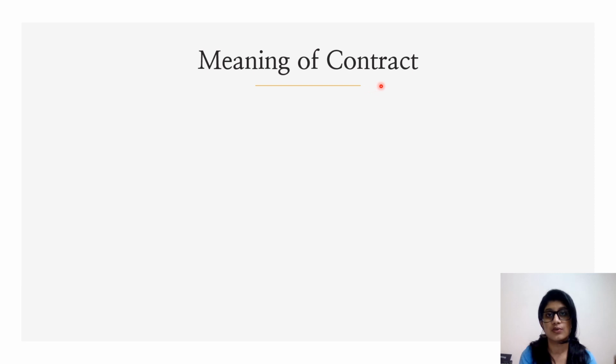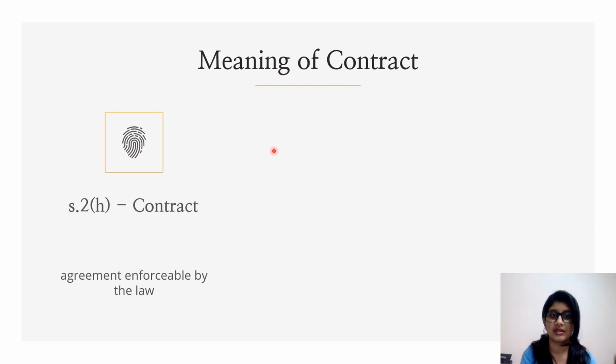Alright, so the most important thing to understand first is what is the meaning of contract. Section 2 of the Indian Contract Act is known as the interpretation clause that lays down all the definitions of the different terms that are generally used under this law. And all these terms are connected to one another. So let's look at first what is the meaning of contract. That is given under Section 2H, and it's very simple. It states that a contract is an agreement enforceable by the law.